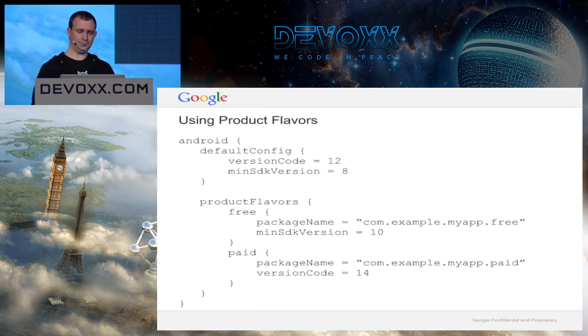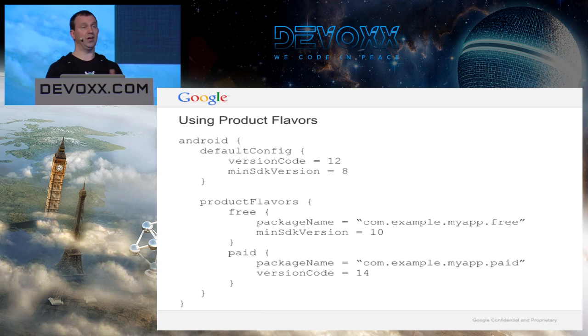So that's one. And then the other one is, if you want product flavor. So here under free and under paid, we are just overriding. The default config declares version code and min SDK version, and then the free extends one of them, and then paid extends the other one. So we have this rule of which version extends which version.